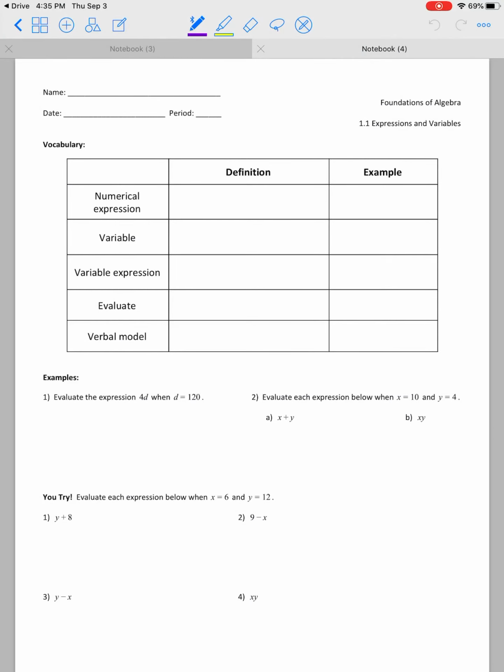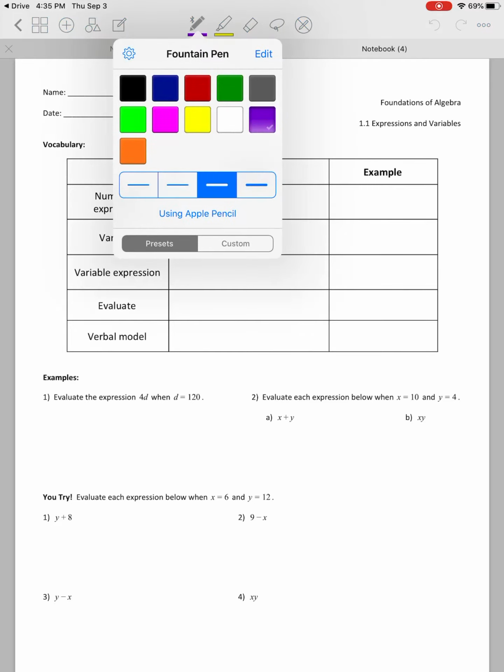In today's lesson, we're going to be looking at the basics or the foundations of what gives us algebra. So before we jump into it, let's look at some vocabulary that you're going to need to know. The first vocabulary that you're going to need to know is numerical expression.